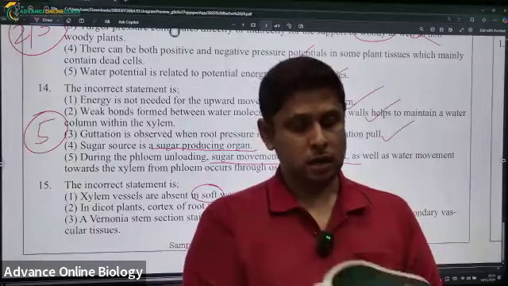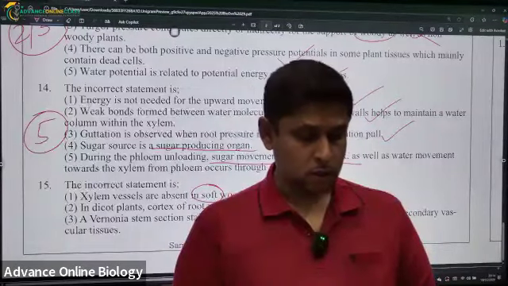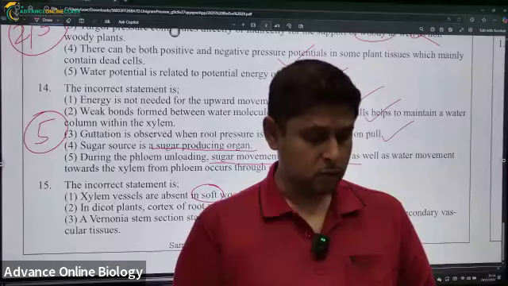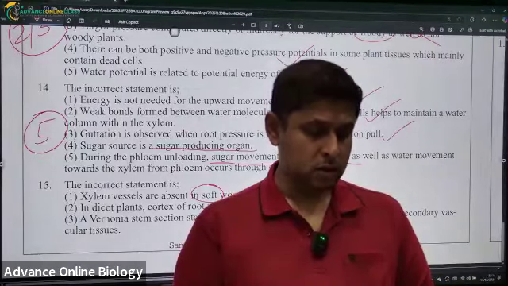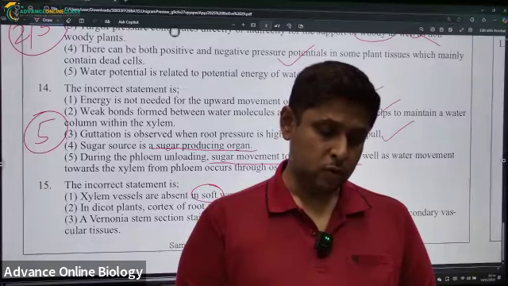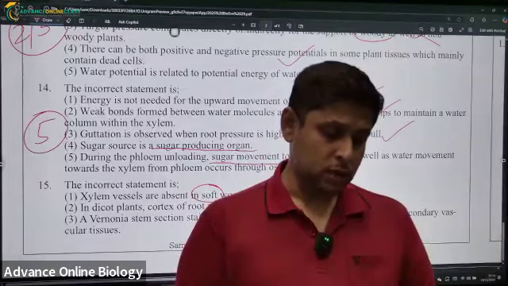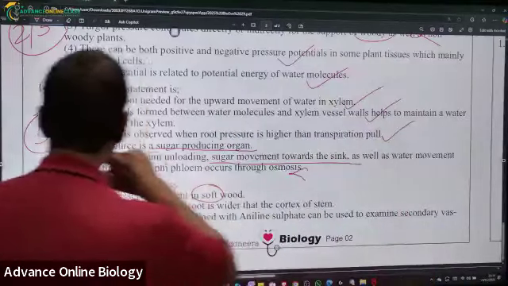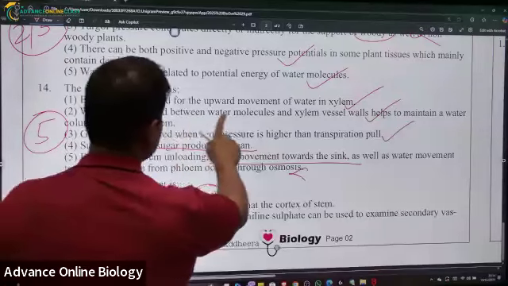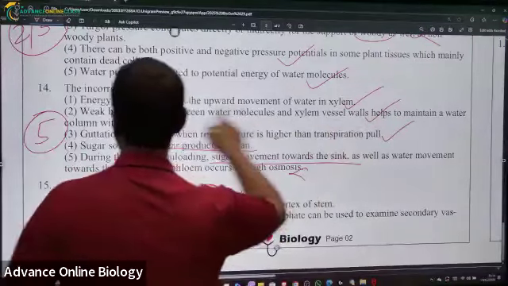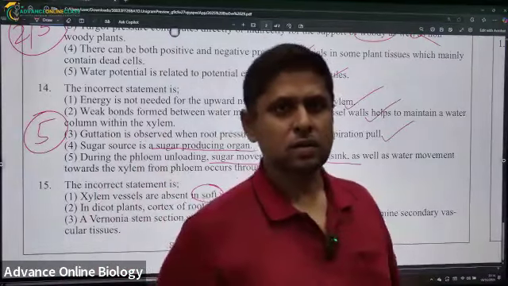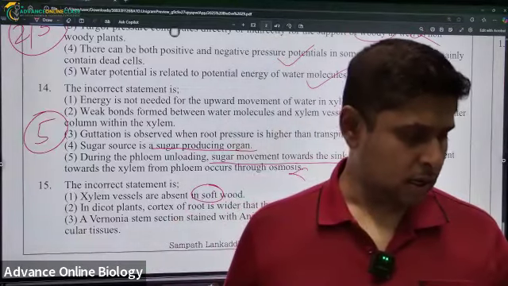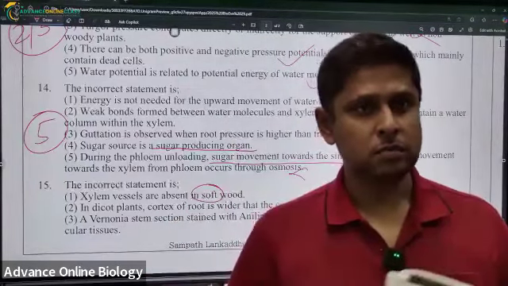Cohesion of water molecules is unusually high due to hydrogen bonds among water molecules. Therefore, a continuous water column is formed within the xylem vessels and the tracheids. Adhesion and cohesion facilitate transport of water by bulk flow. Due to high adhesion, water molecules are attached to cellulose molecules in the xylem wall. So, weak bonds formed between the water molecules and the xylem vessel walls help to maintain the water column within the xylem. I don't see any error in it, right? It's perfect.